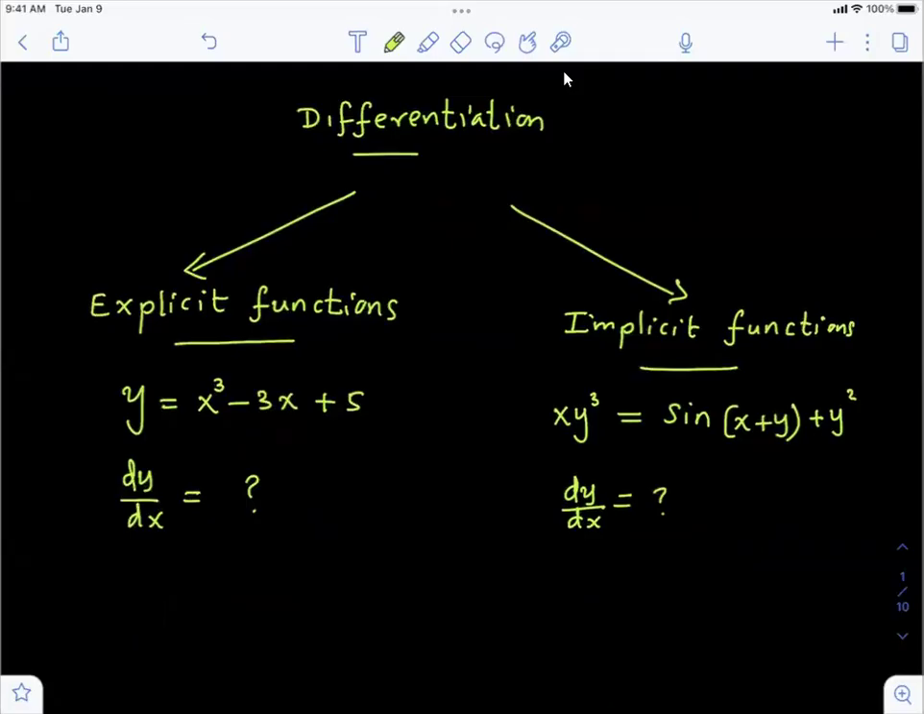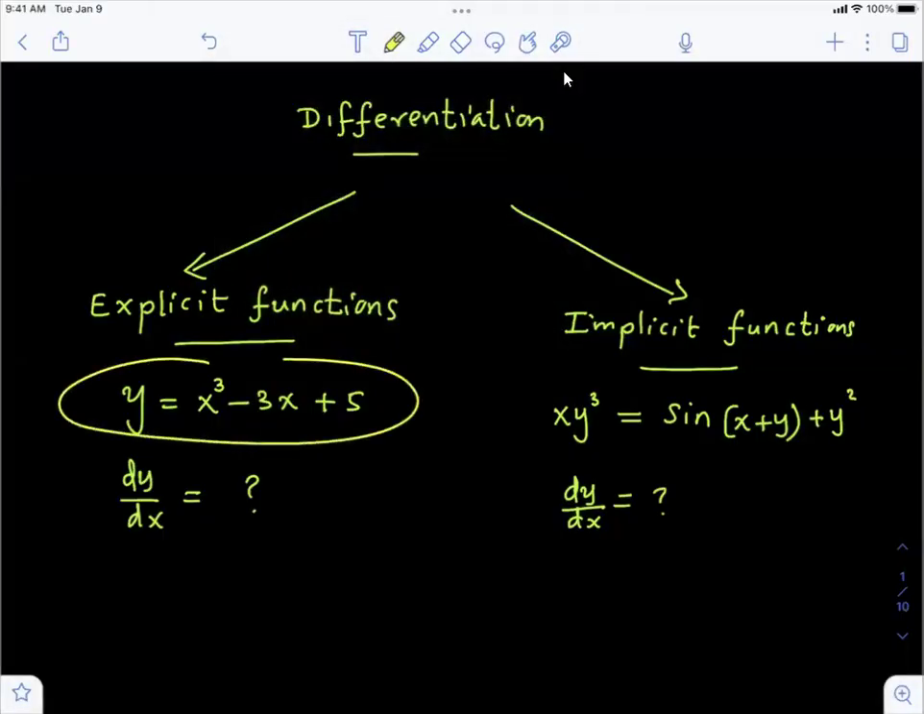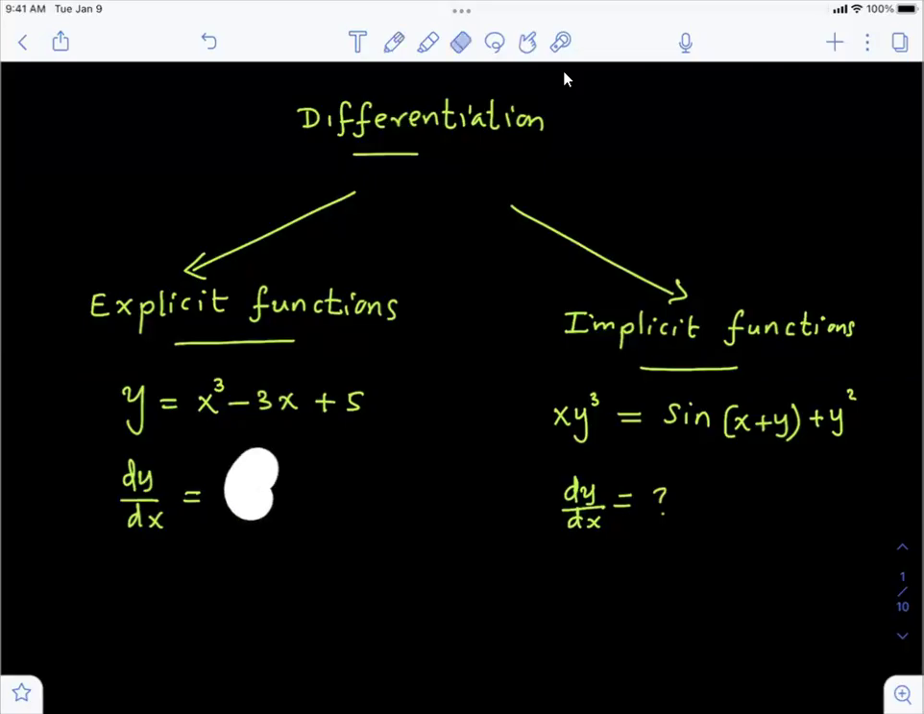The first one involves the regular situation where you have a function explicitly provided in terms of the independent variable. For instance, look at this example: y equals x cubed minus 3x plus 5. In this case, there is no ambiguity. The right hand side provides function y in terms of variable x, and we can compute the derivative without having any doubt, without having any problem, right?